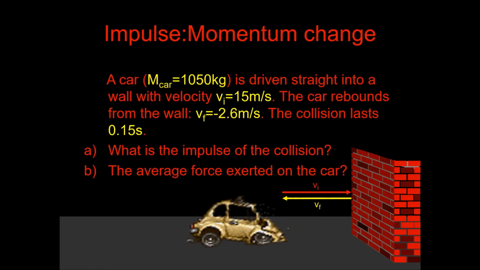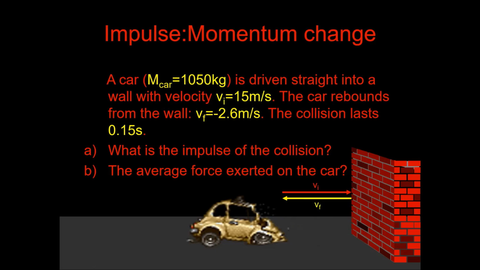What that means for us in terms of turning this particular problem into a physics question is that the mass of the car is 1,050 kilograms. Its initial velocity is 15 meters per second in the positive x direction. Its final velocity is negative 2.6 meters per second in the x direction. So remember, momentum is a vector quantity and the direction of the velocity counts. The collision with the wall lasts a full 0.15 seconds in time.